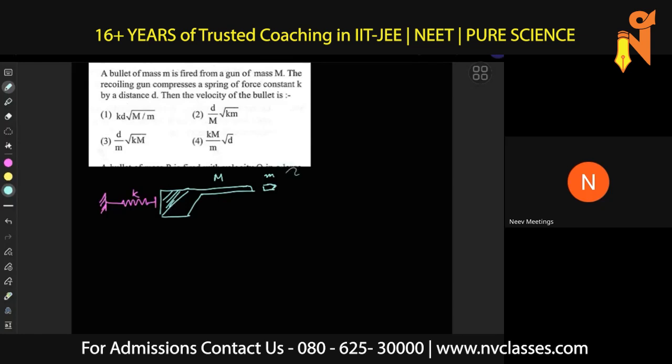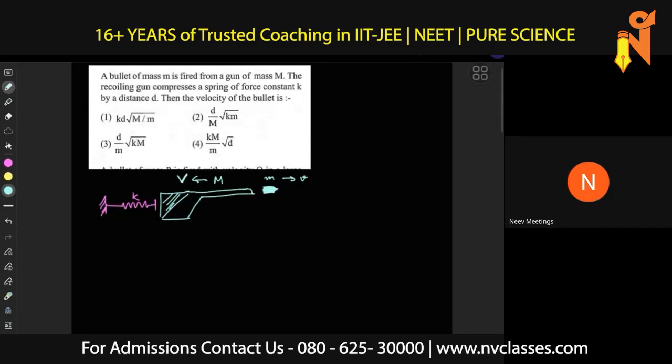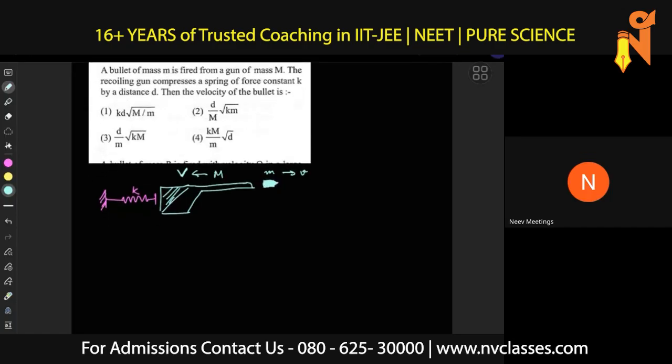I'll make it for you. Suppose the bullet goes with small v forward and the gun goes with capital V backwards. That is what is going to happen before it compresses the spring, right? Look up on the board. For this, what equation are you going to write? Small m v minus capital M capital V.